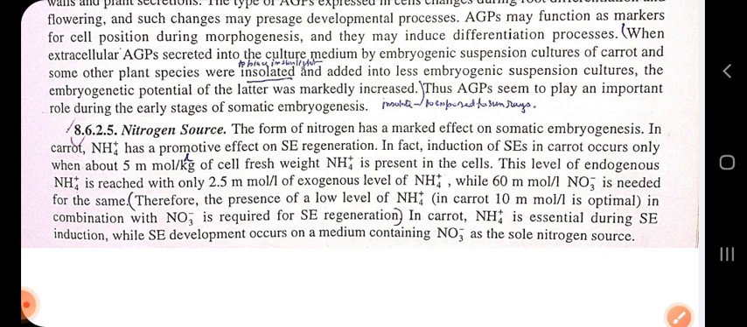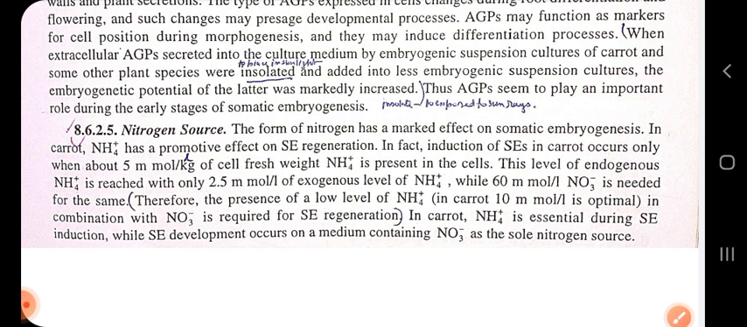It has been said that various experiments have been done. For example, the presence of a low level of NH4, ammonia, in carrot plant, 10 millimole per liter in combination with NO3 minus is required for somatic embryogenesis regeneration. So nitrogen source is also a very good source which promotes somatic embryo formation, as given in this paragraph.